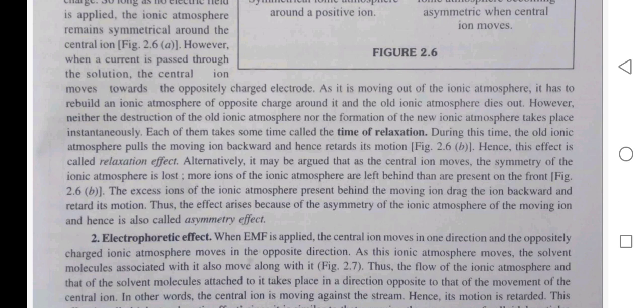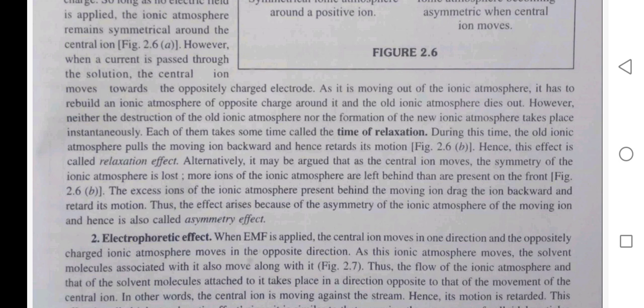However, neither the destruction of the old ionic atmosphere nor the formation of the new ionic atmosphere takes place instantaneously. Each of them takes some time called the time of relaxation. During this time, the old ionic atmosphere pulls the moving ion backward and hence retards its motion. Hence, this effect is called relaxation effect.